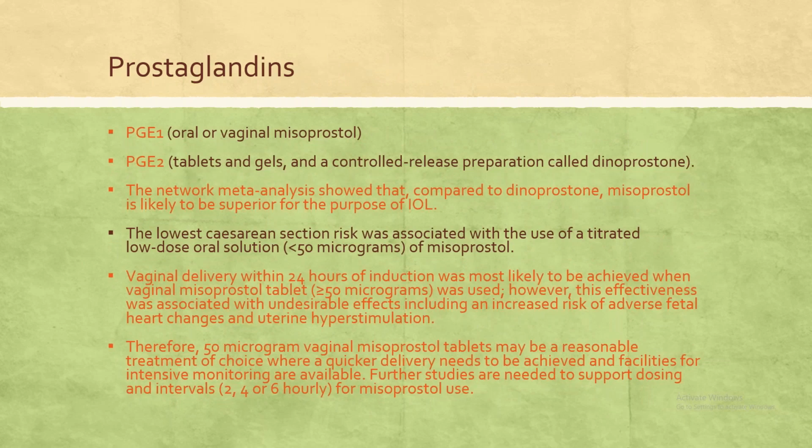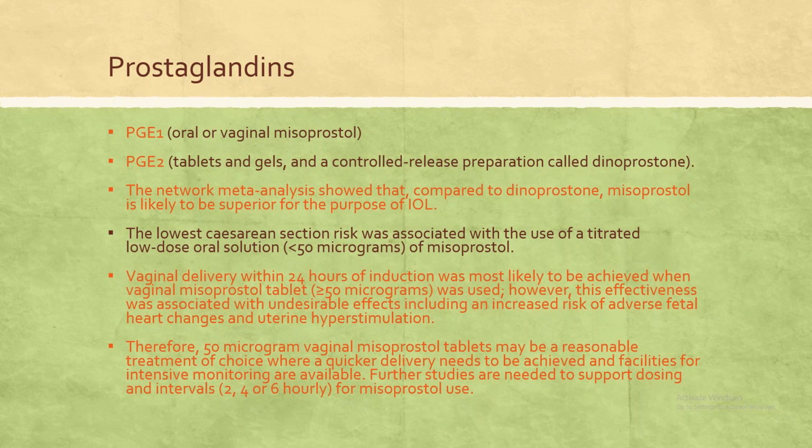Now prostaglandins, there are two things. You can use either PGE1, that is prostaglandin E1, which is misoprostol, or PGE2. PGE2 is available in different preparations like tablets, gels, and controlled release preparation, which is called dinoprostol. A meta-analysis showed that compared to dinoprostol, misoprostol is likely to be superior for induction of labor. And the lowest cesarean section rate is associated with a titrated dose of oral solution of misoprostol. So the lowest cesarean section risk is associated with the use of misoprostol. Here they have not mentioned anything regarding PGE2 much.